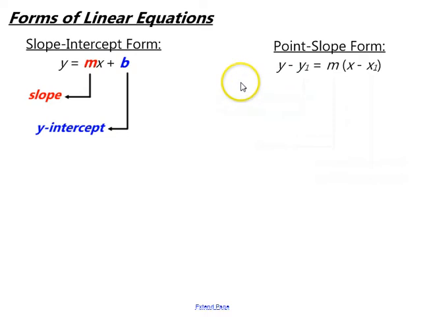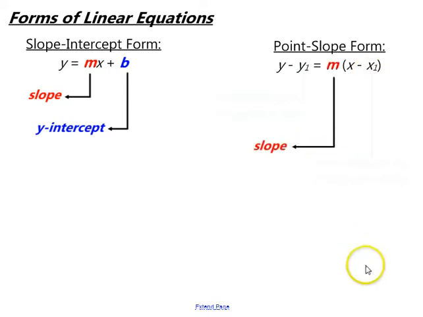Some of you might have learned point-slope form before, but if you haven't, you're going to want to pay attention to this. Depending on what information you're given, when you're asked to write an equation of a line, point-slope form can be faster at times. So I want you to know this formula: y minus y1 equals m times (x minus x1) inside parentheses.